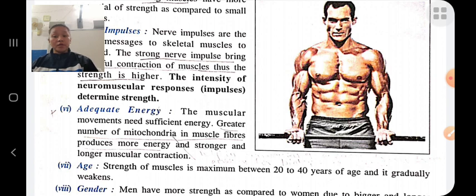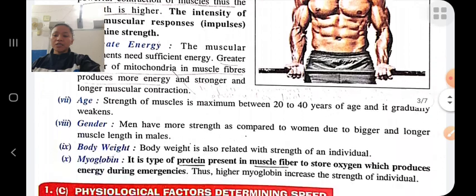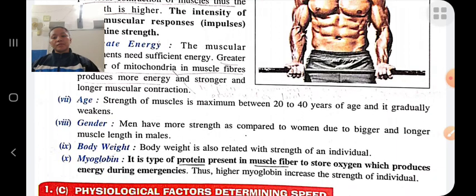Age. Usually persons between 20 to 40 years have more strength, and after that the strength gradually decreases. Gender. Males have more strength as compared to women due to bigger and longer muscles. Usually men have longer muscles, and the length of the muscles also determines the strength.